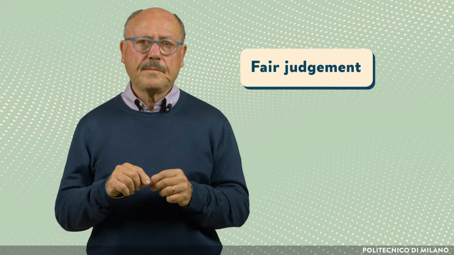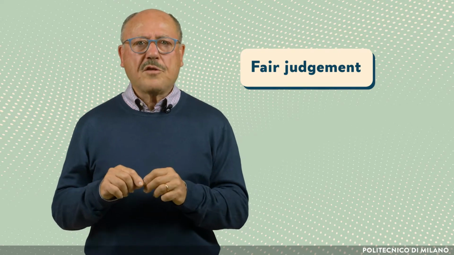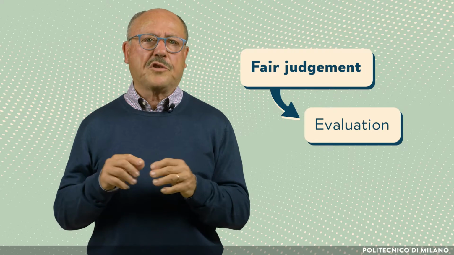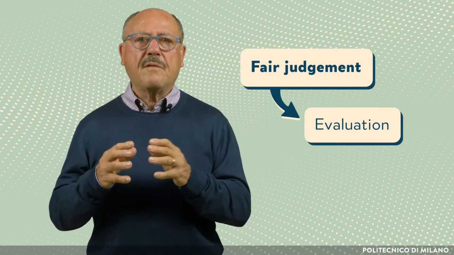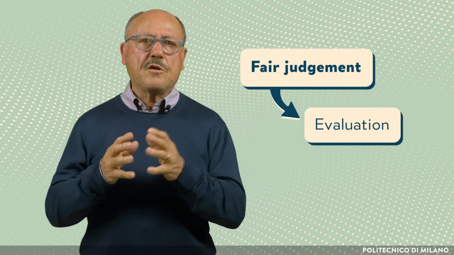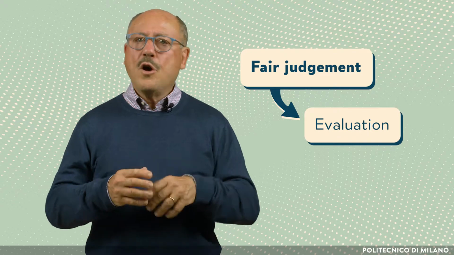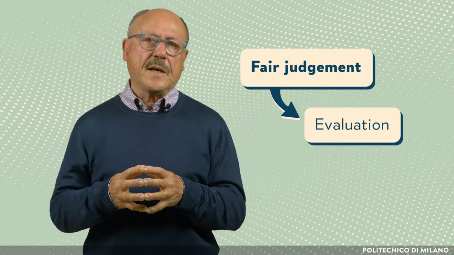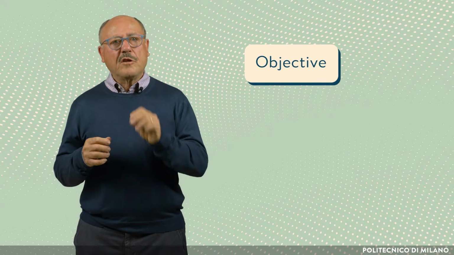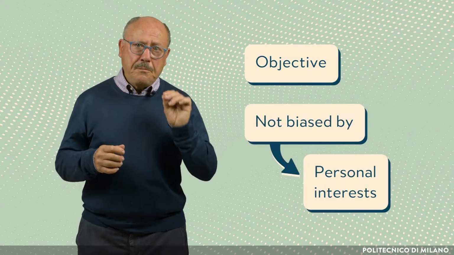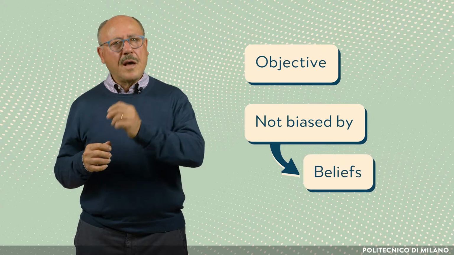A last ethically sensitive issue we discuss here has to do with fair judgment. As we discussed elsewhere, researchers are often involved in evaluations. It may be a paper being evaluated for publication or a young researcher's application being evaluated in a hiring or in a promotion process, or a research proposal submitted for funding. Fair judgment means that the individual involved in the evaluation should be objective and should not be biased by prejudice, personal interests, preferences, and beliefs.